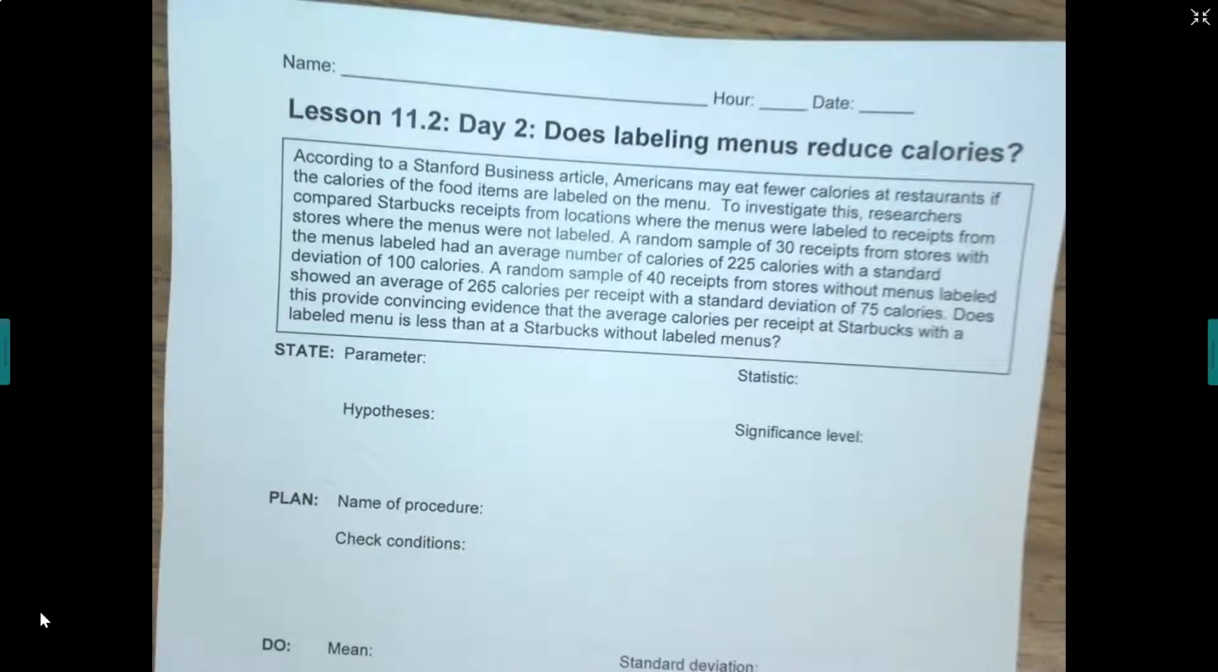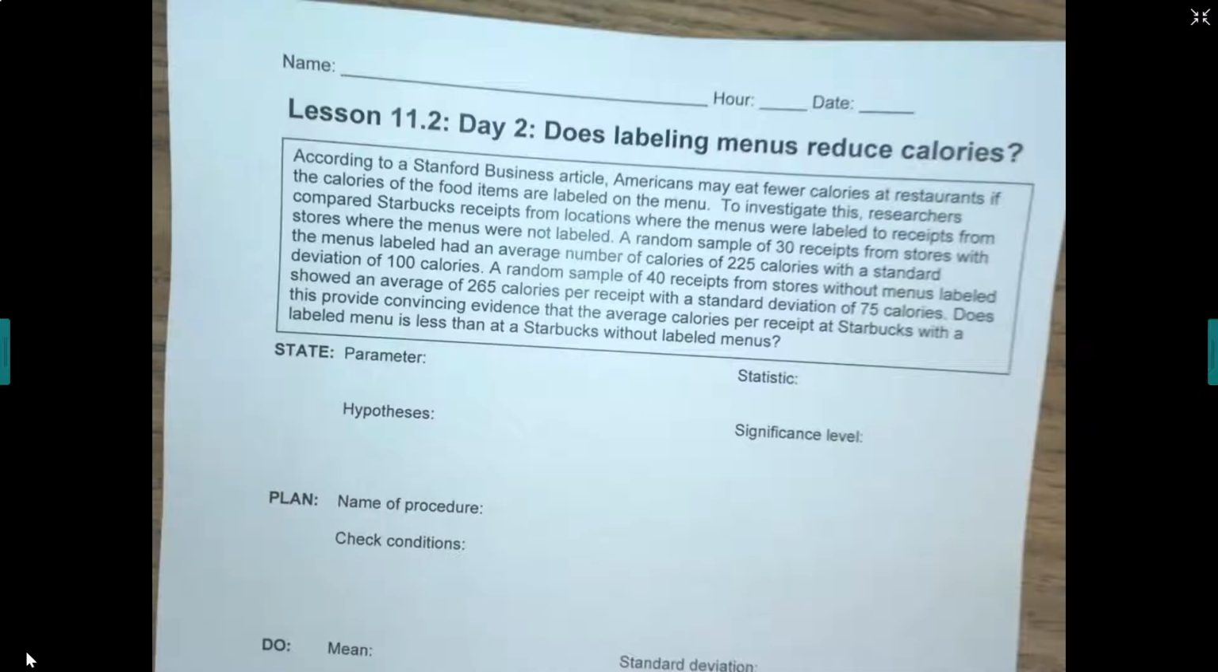So in this scenario today was an article published online. It was in 2011, so it's been a while. But this article was saying that Americans may eat fewer calories at restaurants if the calories for the food items are labeled on the menu. So sometimes when you go to a restaurant, they'll say, here's your nachos, and they're 1,500 calories. So you know how many calories are in that whole plate of nachos before you eat them.